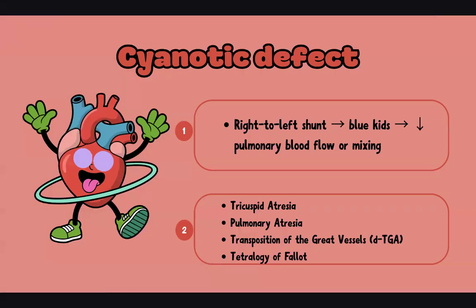All right, into the cyanotic defects. Instead of being left to right shunting, you're shunting right to left. So these kids will turn blue, they will have cyanosis, and it's because of that mixing of blood with the pulmonary blood flow.